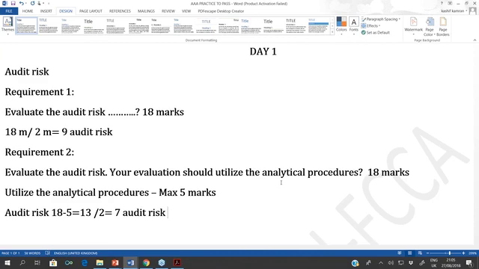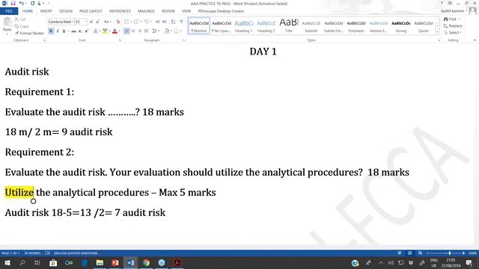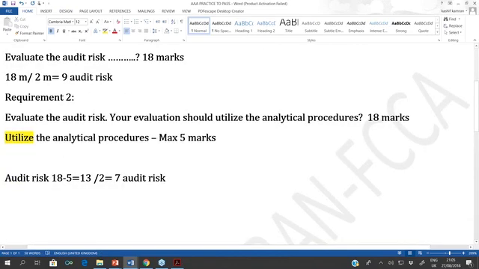Whenever the requirement to utilize the analytical procedures comes in, you have to be very specific. The examiner's marking scheme is very clear: you have a maximum of 5 marks for utilizing the analytical procedures. What exactly does that mean? When the examiner is specifically asking for it, the examiner has dedicated 5 maximum marks for utilizing the analytical procedures.